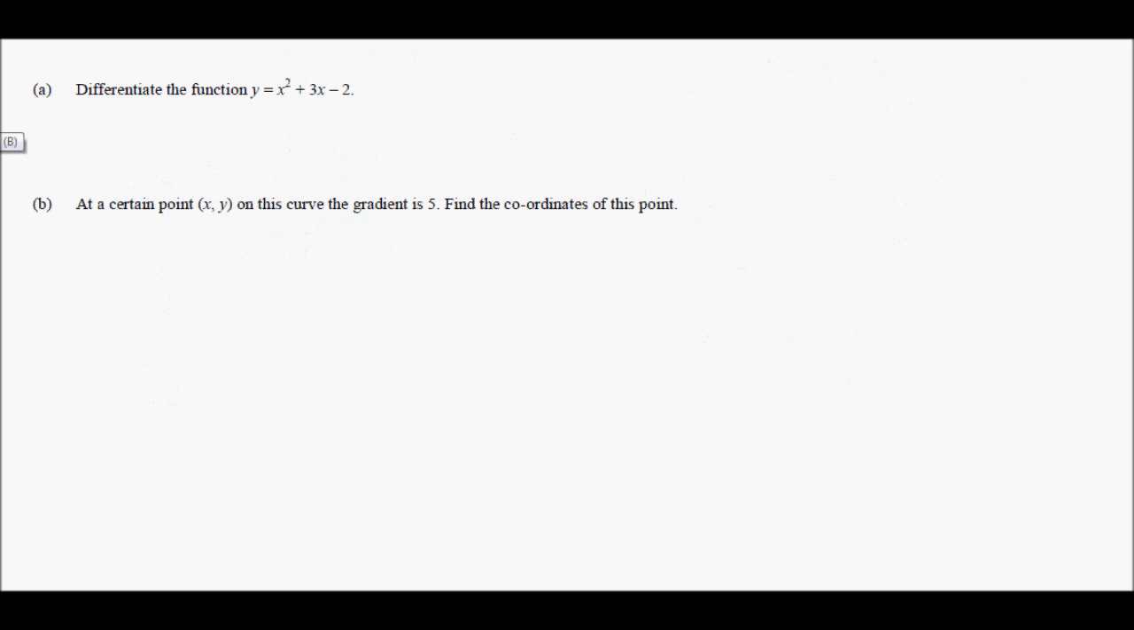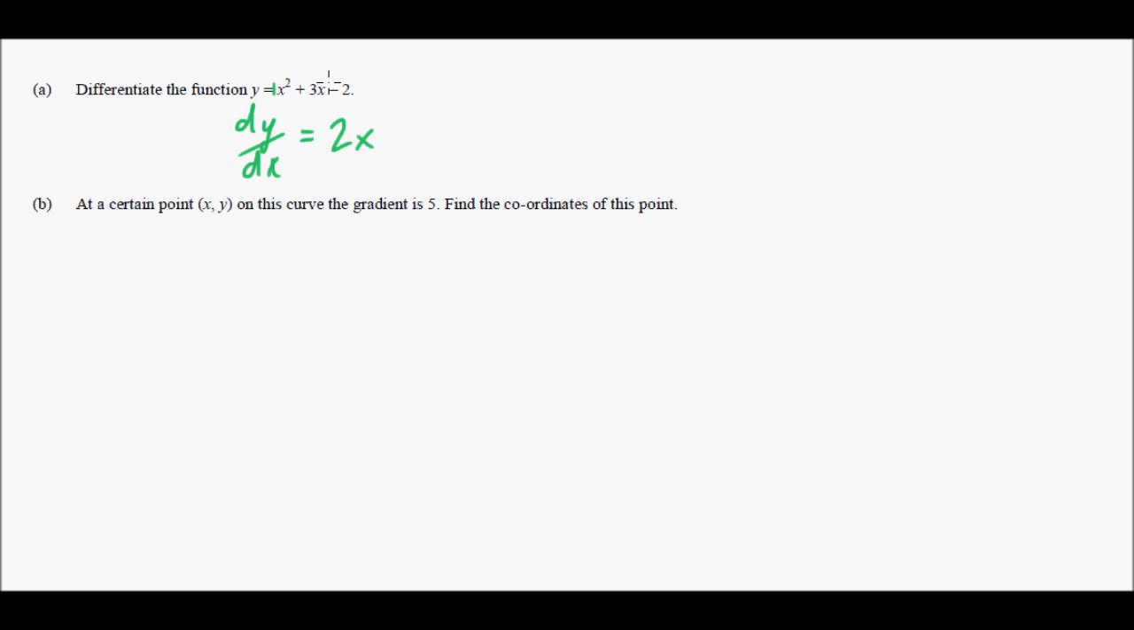Okay, so for the first problem here, it says differentiate, that means take the derivative of the function y equals x squared plus 3x minus 2. Okay, no problem. So what we're going to do here is dy over dx equals, well, if there's nothing in front of it, just write a 1. It's 2 times 1, and then take away 1, so it's going to be 2x.